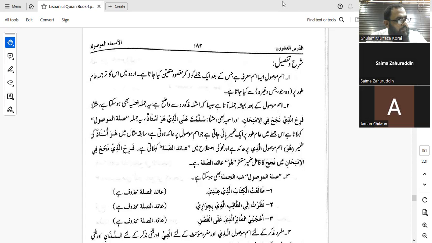Oh yes, and silatul mawsul can also be a shibhu jumla. It can also be a shibhu jumla. That's it.